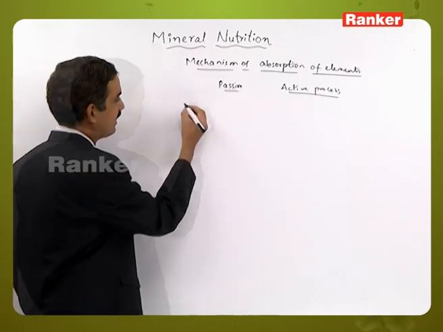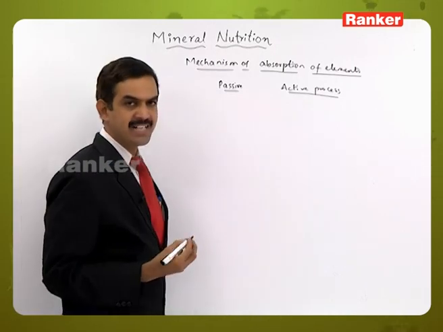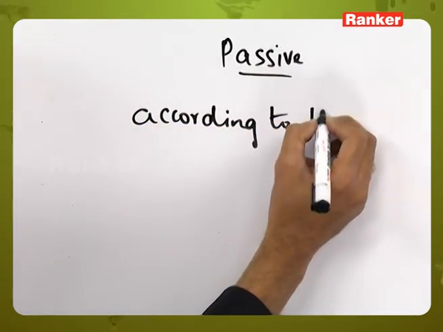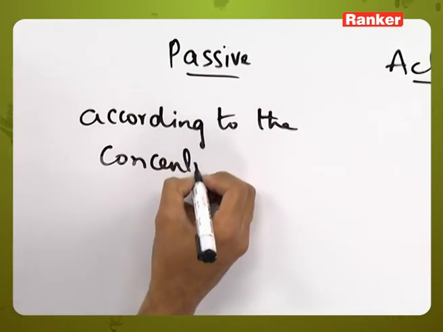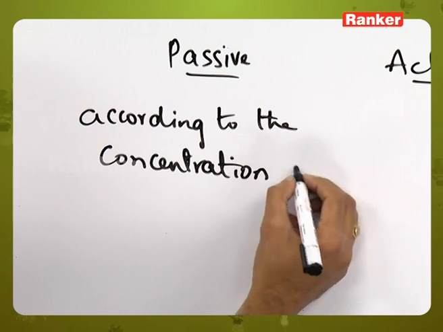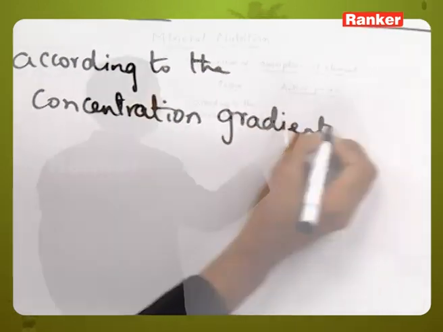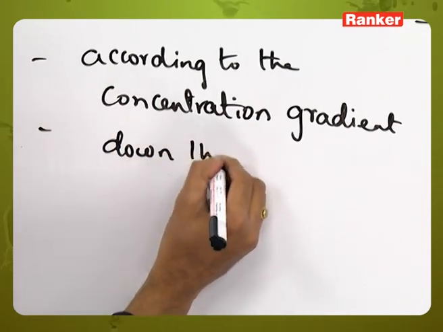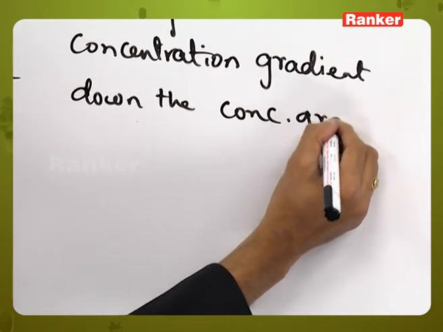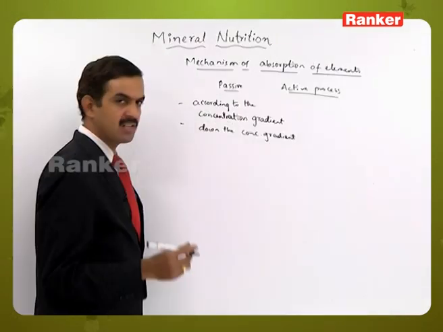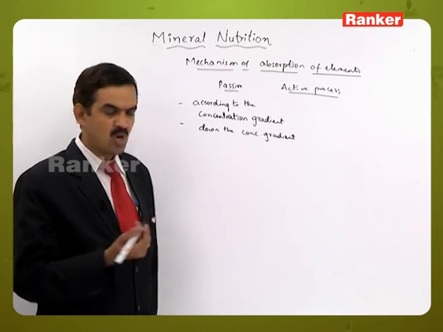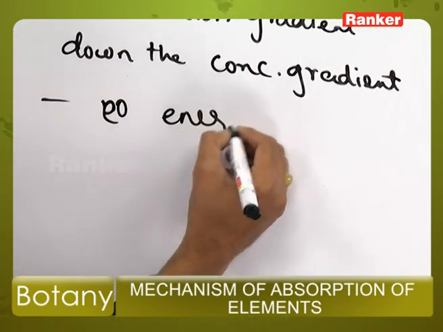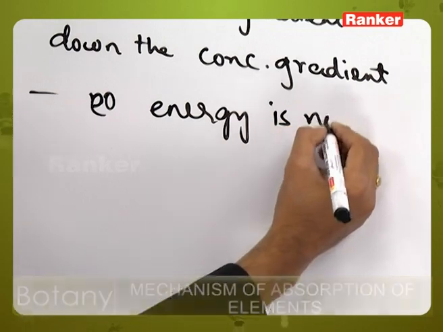Passive process is the one where the movement of the ions or the elements takes place according to the concentration gradient, that is from high concentration region to low concentration region, or we can say down the concentration gradient. In this process, as it is moving from high to low concentration, energy is not utilized for this process.